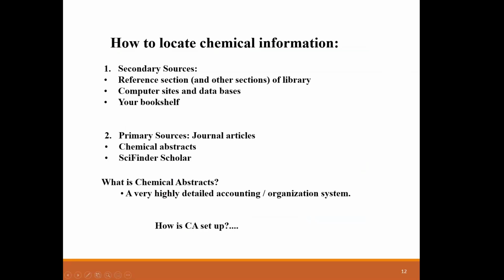So how do we locate the chemical information? We have a secondary source and primary source. So the most important place we want to go is the library. There is a chemical abstract system that exists from the beginning of the 20th century.